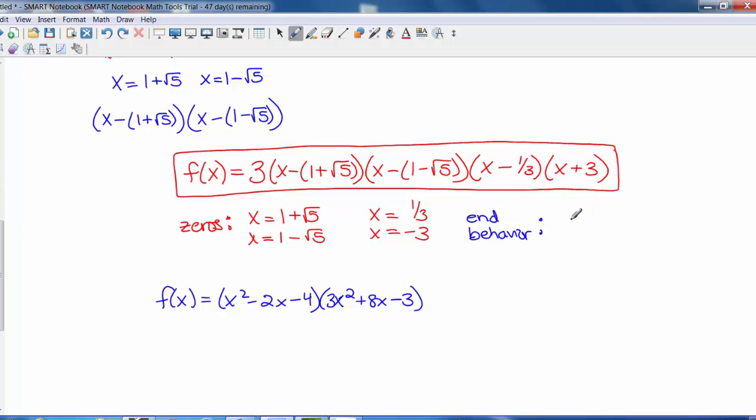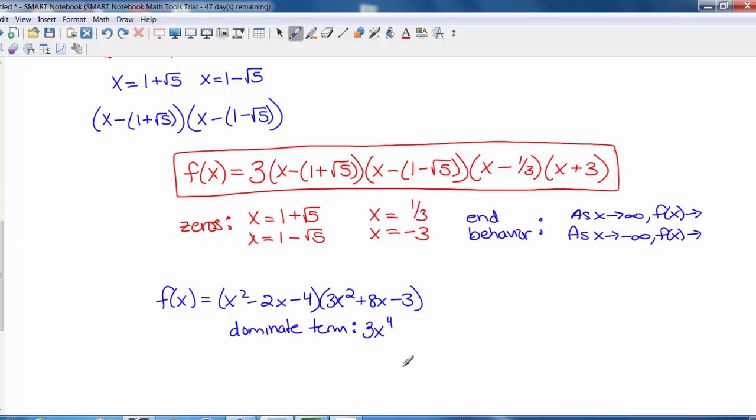So in order to do end behavior, we write as x approaches infinity, f of x approaches, and we'll fill that in, as x approaches negative infinity, f of x approaches what? Now remember, you don't have to multiply this all out. You can just identify what my dominant term would be. So by looking at this, if I were to multiply it all out, my leading term, or my dominant term, would be this x squared times 3x squared. So that would be 3x to the 4th.